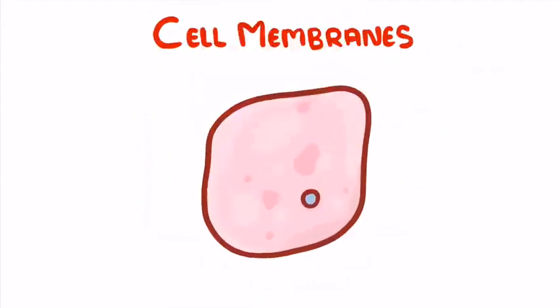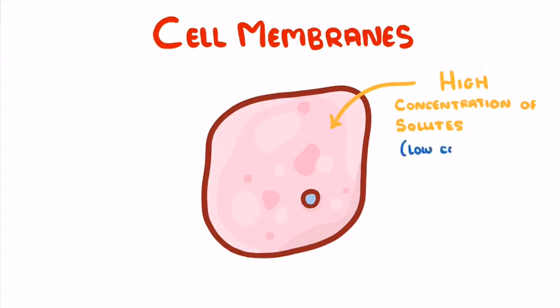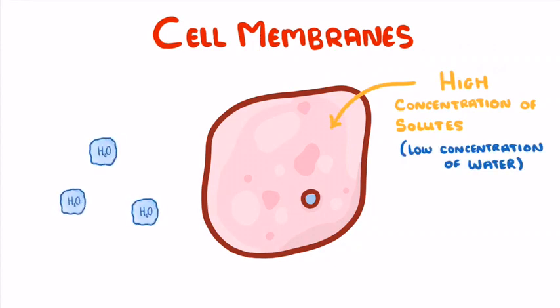One important place that we see osmosis is across cell membranes. The cytoplasm within cells generally has a relatively high concentration of solutes, because of all the sugars and salts that the cell needs to survive. This means that it has a relatively low concentration of water, and so water from the outside of the cell will diffuse into the cell by osmosis.